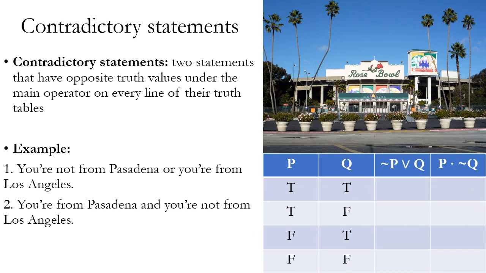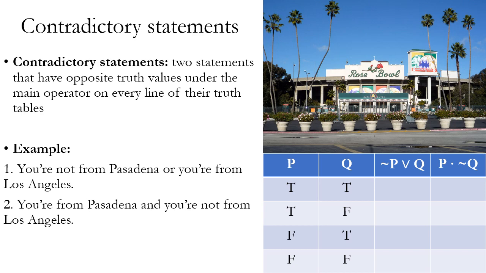Now let's look at the concept of contradictory statements or propositions. Two statements that have opposite truth values under the main operator on every line of their truth tables are contradictory. So here's a couple of ordinary language examples. You're not from Pasadena, or you are from Los Angeles. Another one. You are from Pasadena and you're not from Los Angeles.